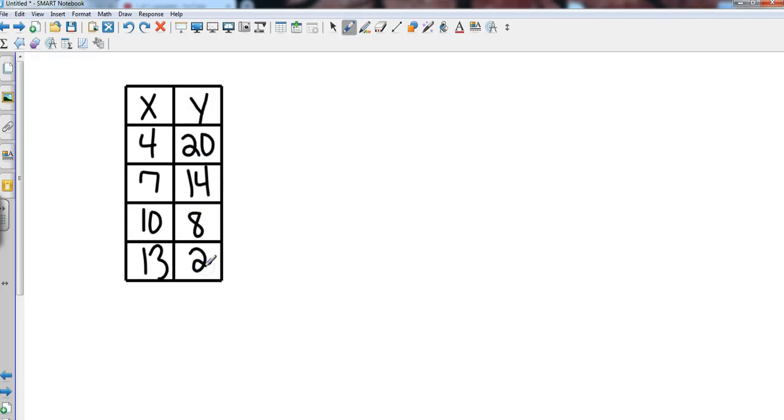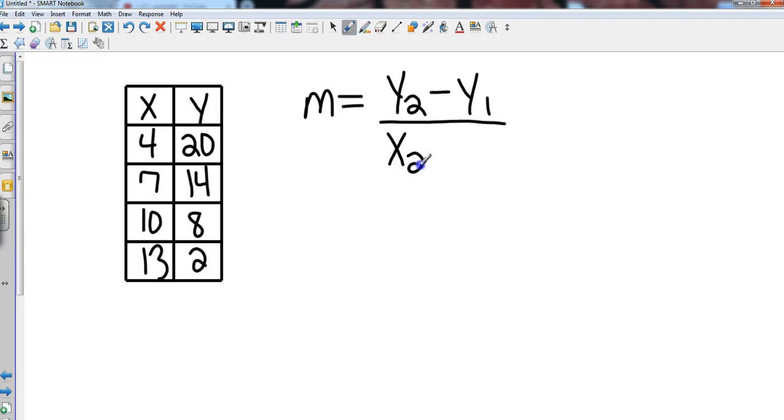Now, I could graph these and just do that rise over run that I just did, but obviously these numbers are a little bit crazy. And so there's an actual formula. The slope formula is the y value of a second point minus the y value of a first point over the x value of a second point minus the x value of a first point. Okay, so basically we're just determining a first and second point.